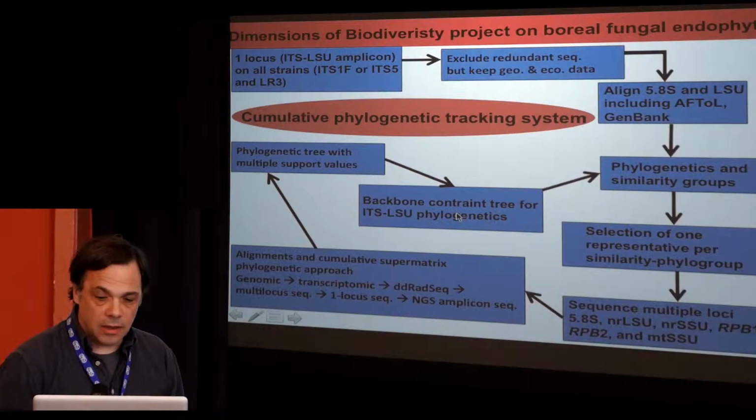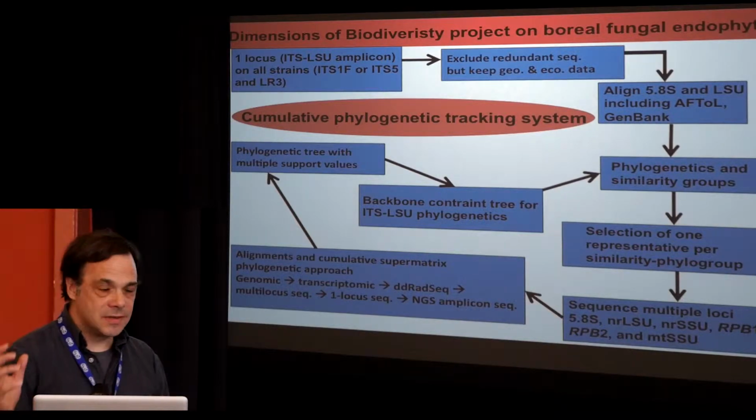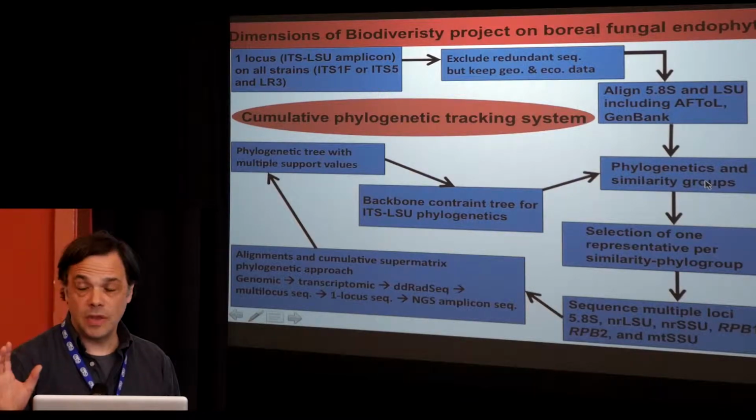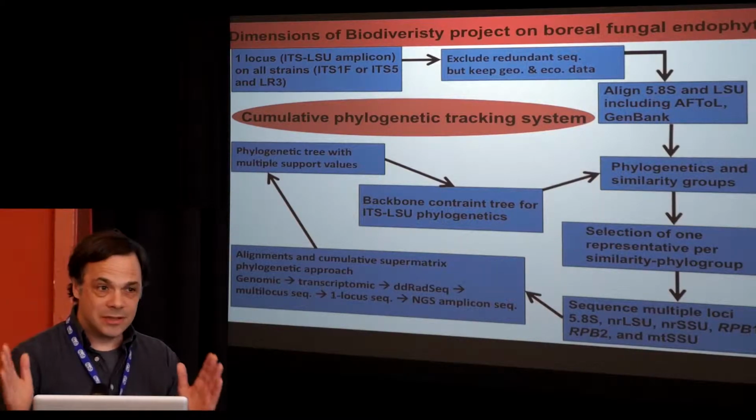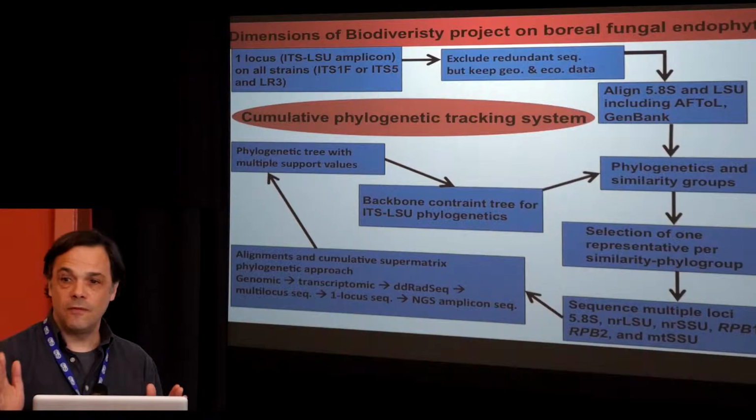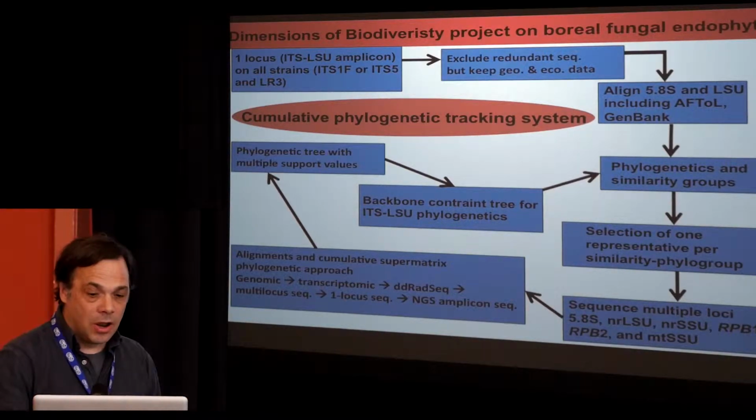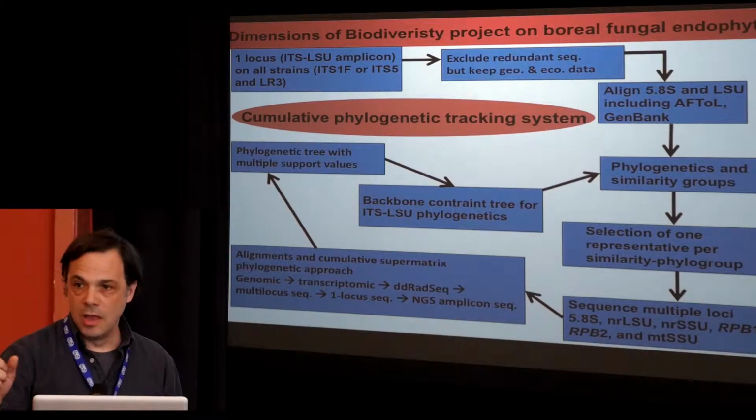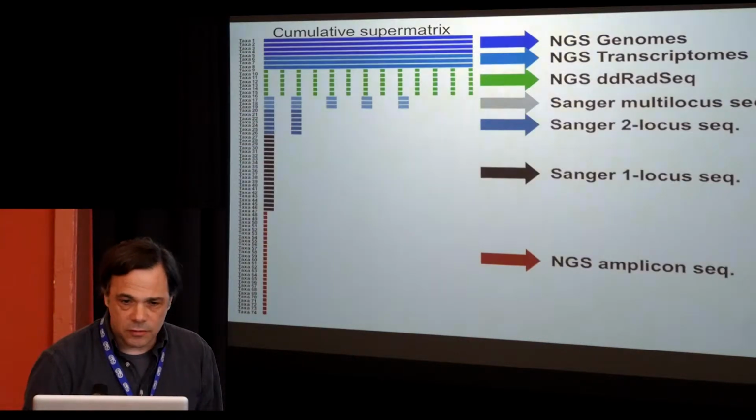Then we can generate a backbone constraint tree, which is really important because we're asking a lot when we do this first phylogenetic analysis based only on ITS, which is basically 5.8S and LSU. We have hundreds and hundreds of taxa, and we're asking for that little stretch of DNA to resolve all this, and the problem is huge, as you know. So this backbone constraint coming from the multi-locus analysis is really helpful in resolving that tree.